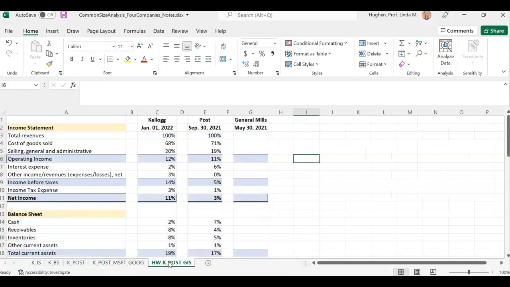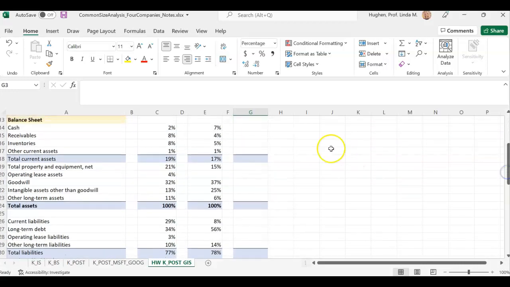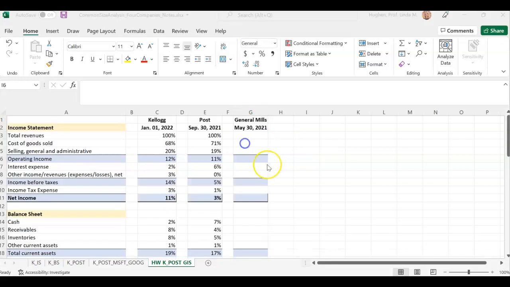For your homework, you'll be asked to use a balance sheet and income statement that I've put together for General Mills. I took it from the SEC's website and just made a few simplifications on it. You're going to use that to update these numbers to a common size income statement and a common size balance sheet for General Mills, and then answer just a few very basic questions on the homework assignment.